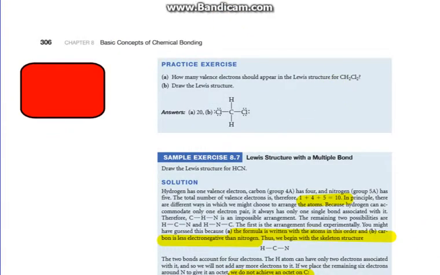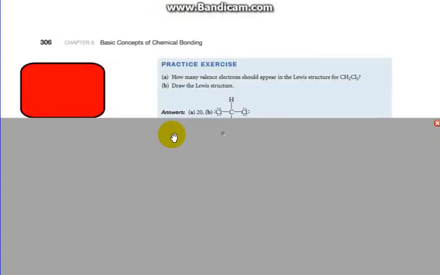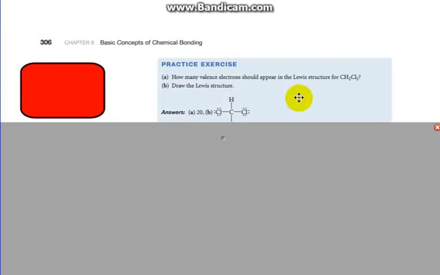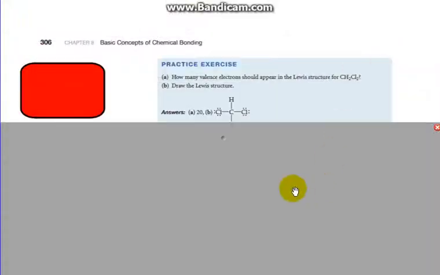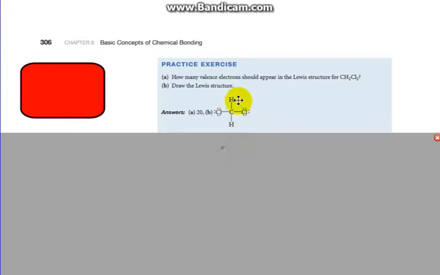If you look at this next example on the next page, how many valence electrons should appear in the Lewis structure for CH2Cl2? And this is a case in which the formula represents the order in which things happen here as well. But even if we were to look there, hydrogen, kind of a hint there, it's going to be off of the edge. Carbon and chlorine: carbon's over here, chlorine's over here, so carbon is less electronegative. So, of course, it's going to be our central atom.